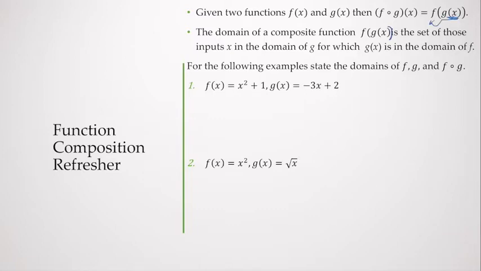Then for g of x, this is a linear equation, right, with negative slope. It's going to look like it's going downhill. Its domain is also from negative infinity to positive infinity. So because they both have the same domain, the domain of our function is going to be negative infinity to positive infinity, and I will show you why.